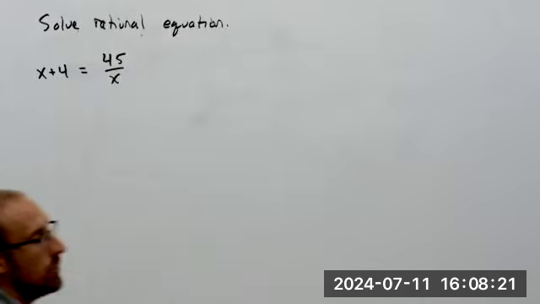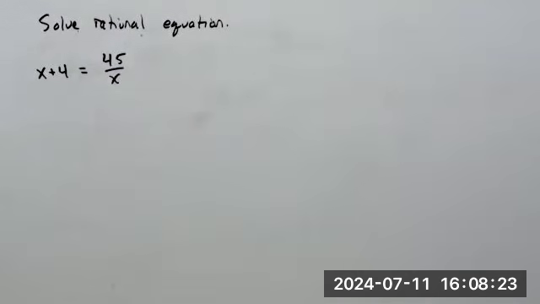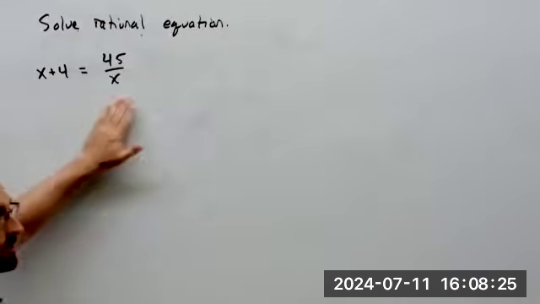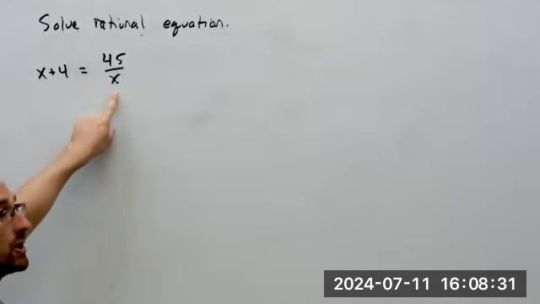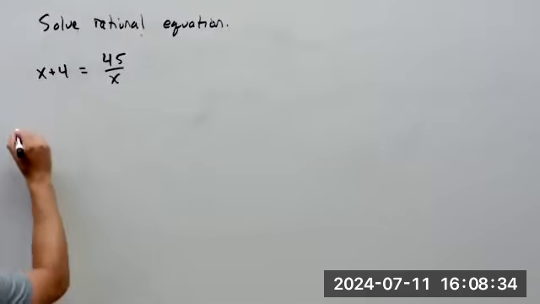All right, here we are going to solve a rational equation. The first thing you probably want to do is get rid of all the division. So this is really nice. To get rid of division by x, you're going to multiply both sides of the equation by x.